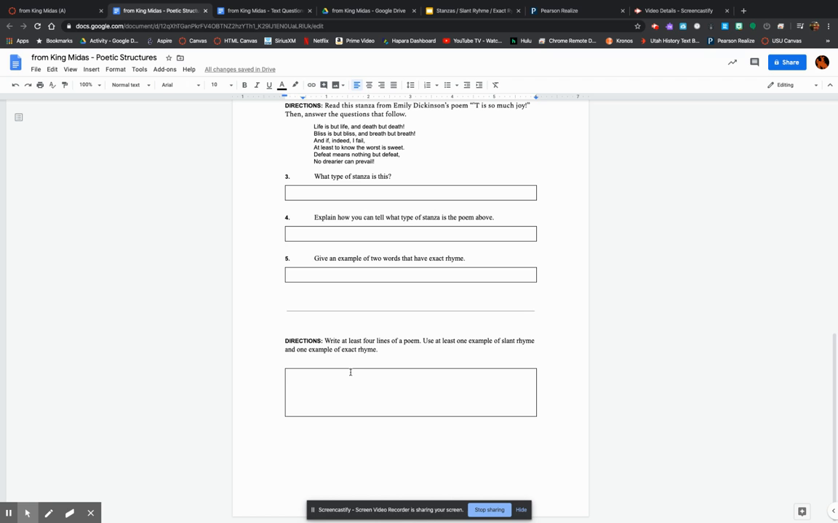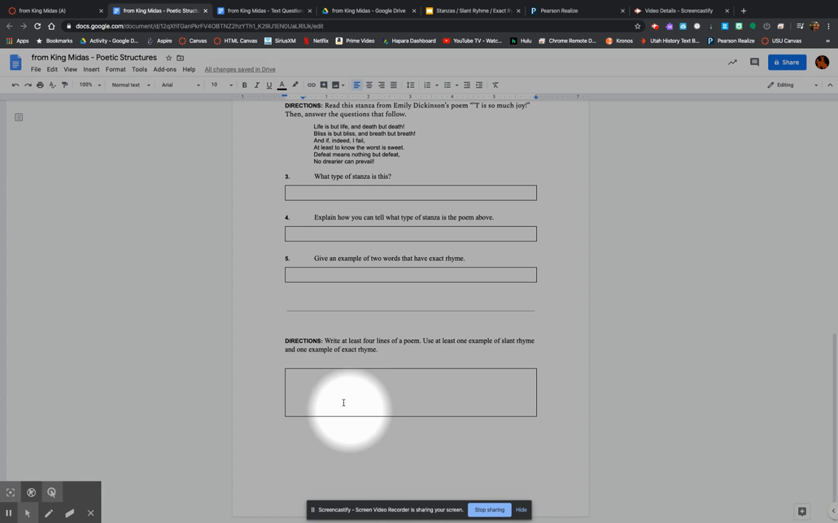Now, the bottom here, this is where I'm really going to grade you on your ability to identify this. I want you to write at least 4 lines of a poem, and at least use one slant rhyme and one example of exact rhyme. So you're going to be writing a little bit of poetry here. I know it's not something that we've done a lot, and it's not going to be perfect, but let's take the old college try here, and give your best effort.